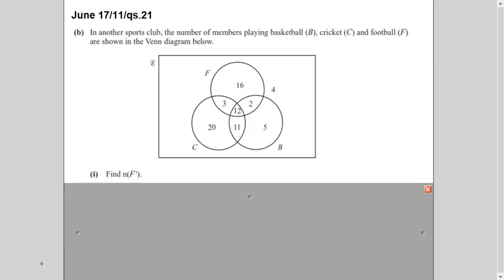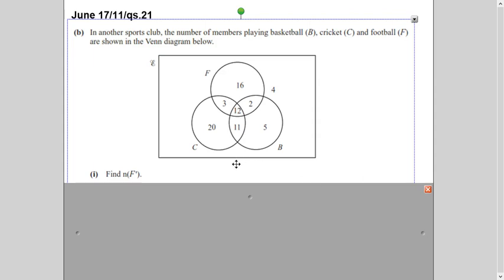Now let's see the next part of the question, which is saying number of football complement. Now what does it mean? It is the same question, right? But part B, so it is saying number of football complement. It means football out. So if I do not consider this football, what is left? 20, 11 and 5, right?